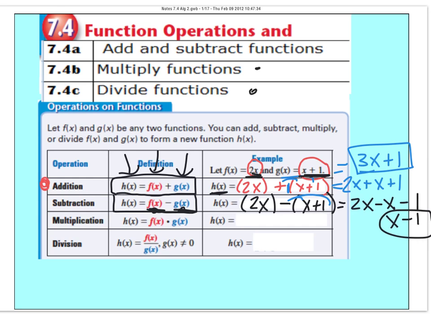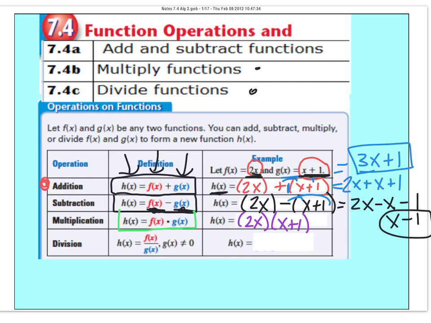Multiplication, very similar. Here they want us to find h of x is equal to f of x times g of x. So let's just come on in here and write down f of x. Keep that in parentheses as 2x. G of x is x plus 1. Put that in parentheses.